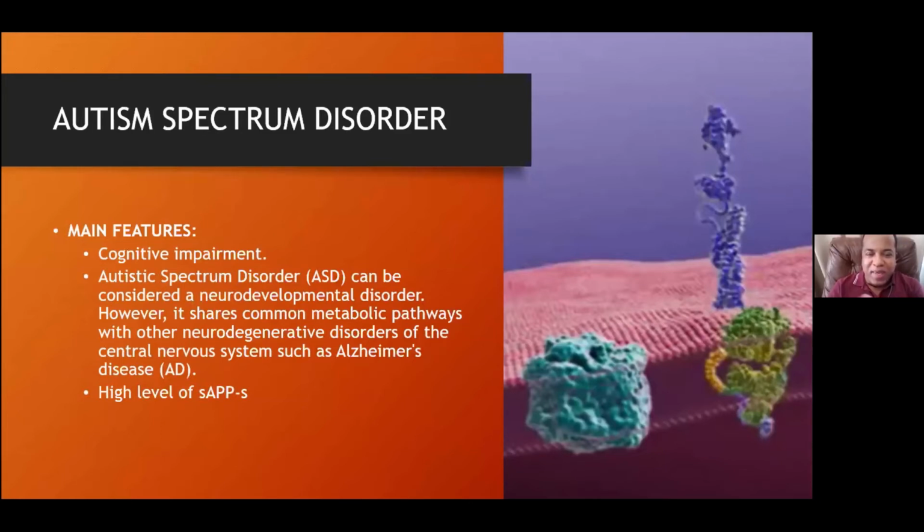And why is it important to understand the relationship between a neurodevelopmental disorder and a neurodegenerative disorder like Alzheimer's? It's because in autism disorder, we have macrocephaly. Macrocephaly is very different from the Alzheimer's condition, in which we tend to have a disaggregation and the loss of brain mass.